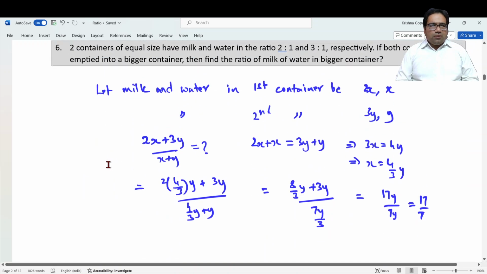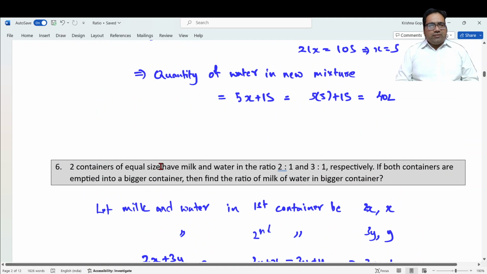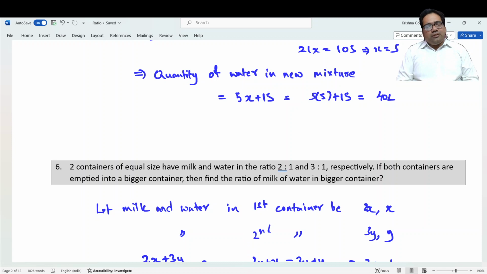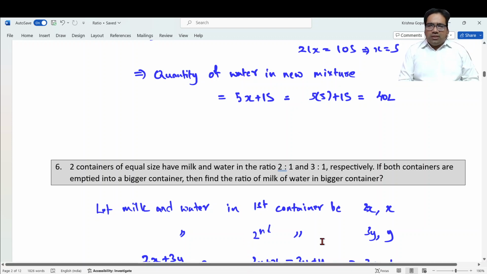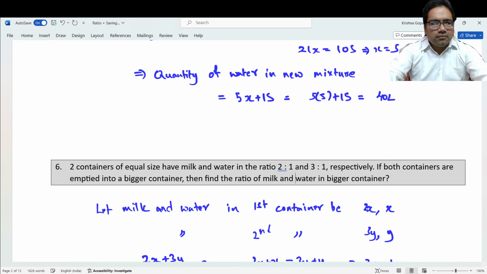Okay, let's pick one more. Two containers of equal size have milk and water in the ratio of 2 is to 1 and 3 is to 1. There are two containers, container 1 and container 2. In container 1, milk and water is in the ratio 2 is to 1, and in container 2, it is in the ratio 3 is to 1. Container 2 has got more milk than water, right? If both containers are emptied into a bigger container, then find the ratio of milk and water in the bigger container.